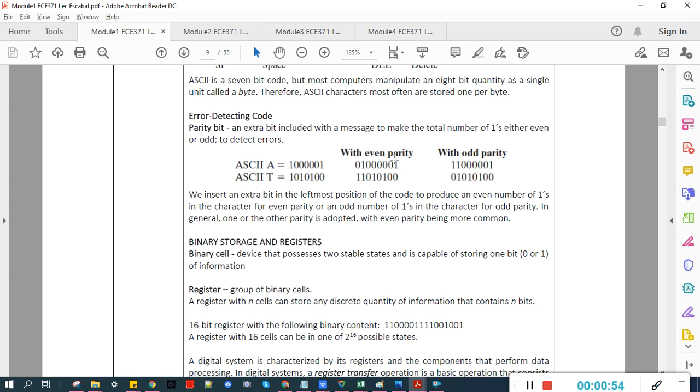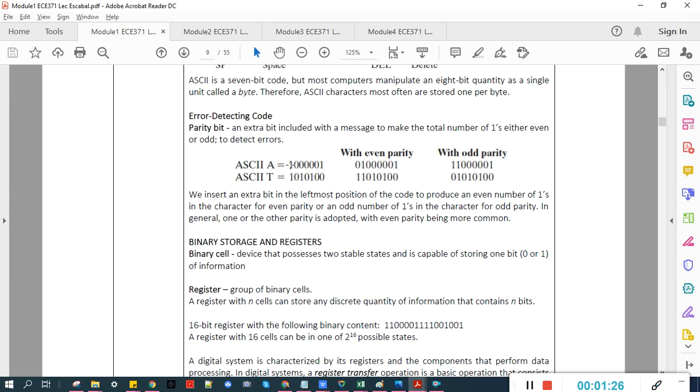There are two common types of parity. We have even parity and odd parity. Even parity, we add one bit, and that bit is either 0 or 1, depending on the total number of ones, the current number of ones.